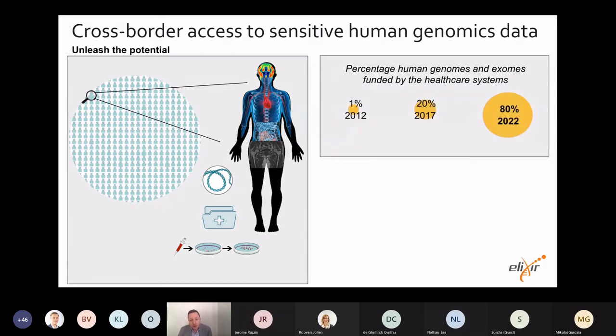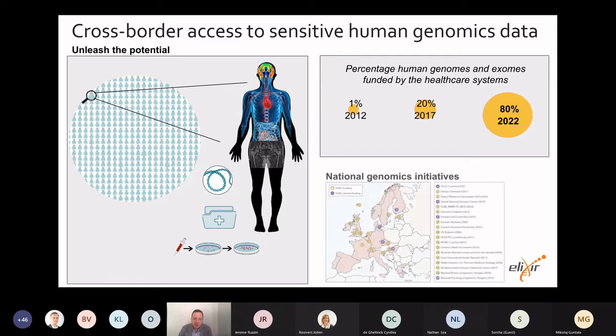And in these figures on the right-hand side, what I'm showing is that the data generation is shifting to the healthcare system. So it's predicted that by 2022, as much as 80% of human genomes and exomes will be funded by the healthcare systems across the globe. Now, we can see the manifestation of these numbers in this figure at the bottom here. So this is a map of national genomics initiatives across Europe. And we can see that nearly every country there has its own national genomics initiative. So this brings challenges if we want to try and access these data across international borders.